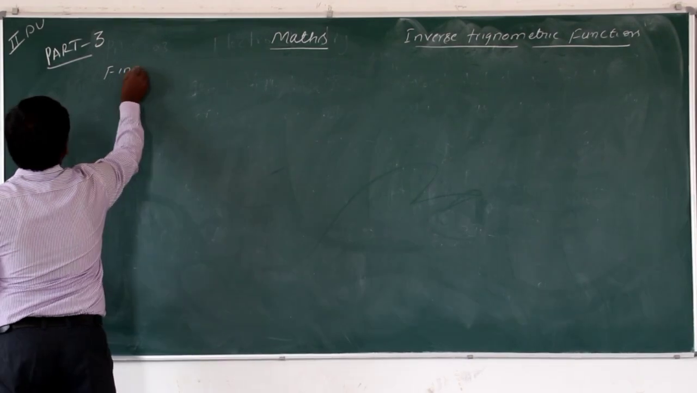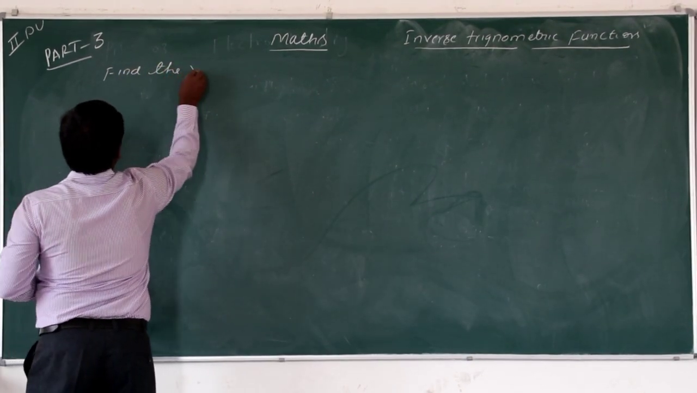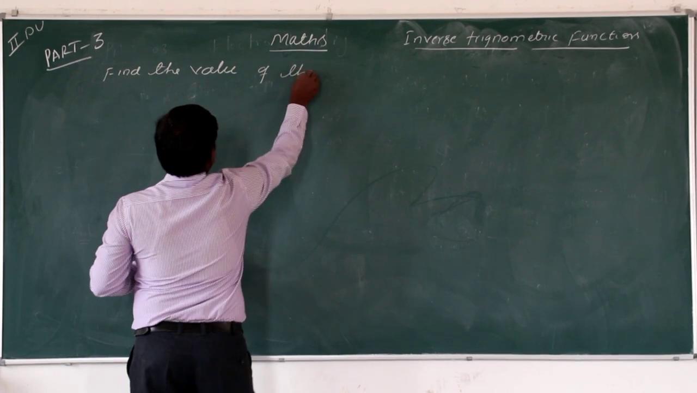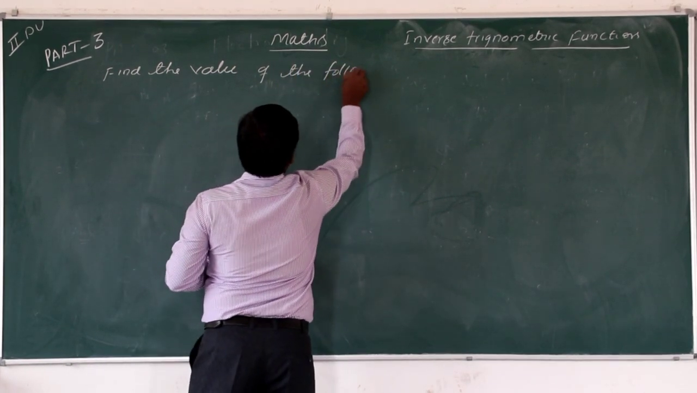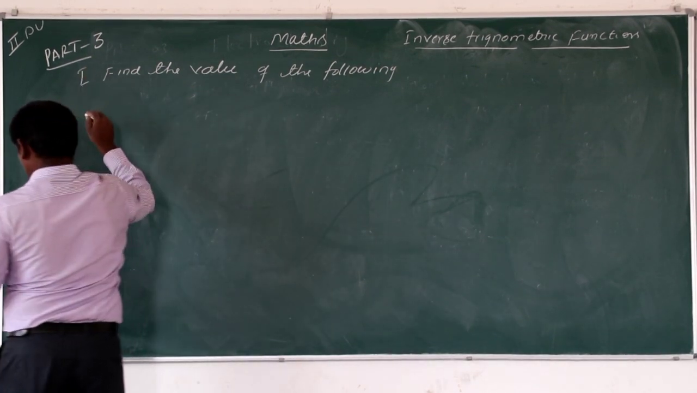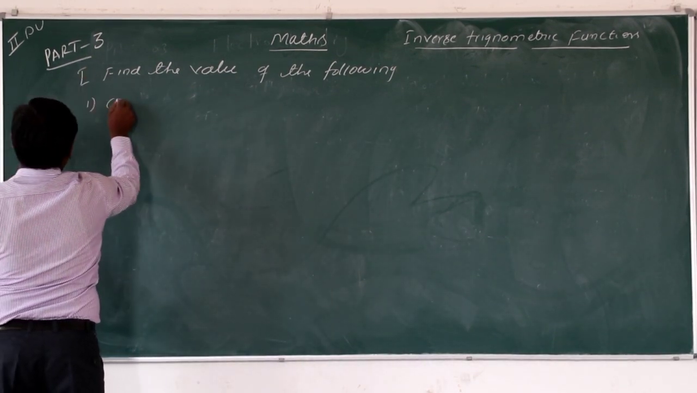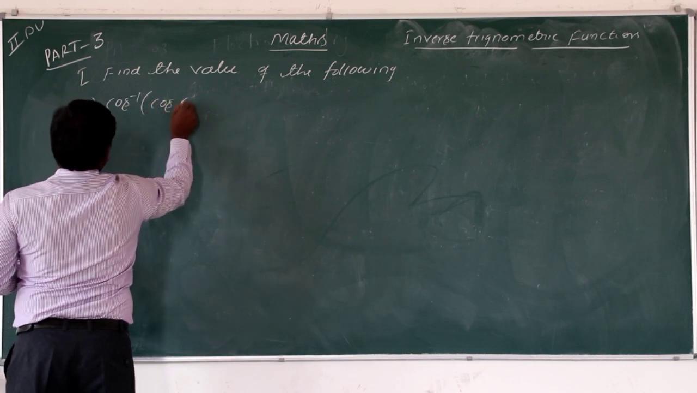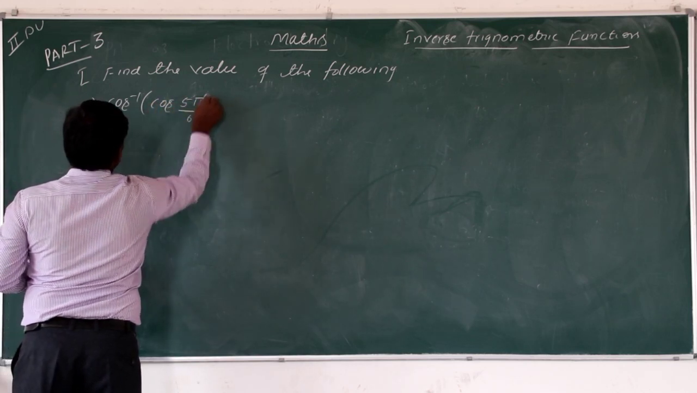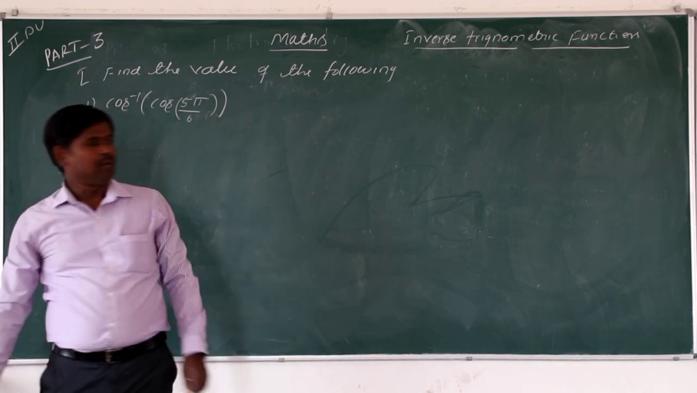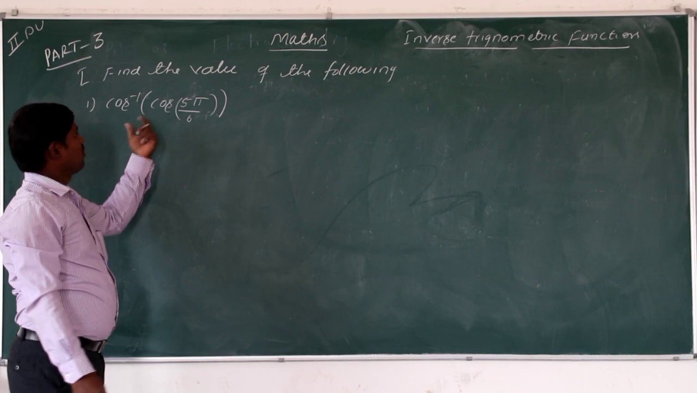Find the value of the following. This is the first heading, in which the first problem is cos inverse of cos 5 pi by 6. So find the value of cos inverse of cos 5 pi by 6.